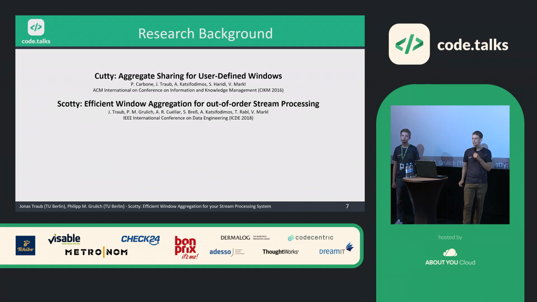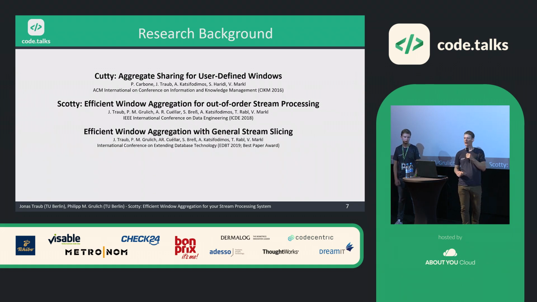Then we had a second Scotty paper where we looked, in addition to that, at out-of-order processing. What if we have late events and need to update or maintain our results in a correct way, and also how do we optimize that for session windows if we have a lot of user sessions in the system.